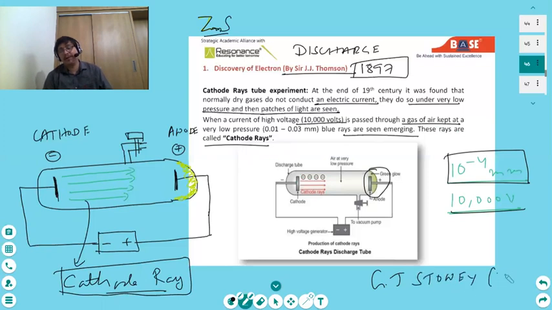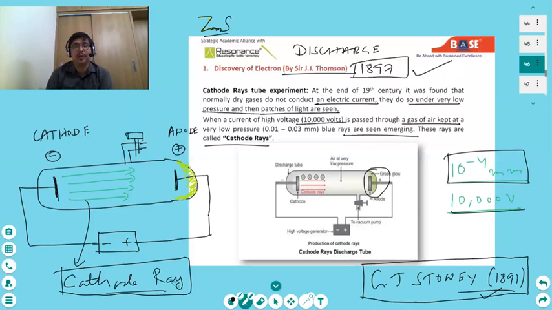And he coined this term in 1891 only, after seeing Faraday's experiment. In 1897 this electron was discovered, but the name was given in 1891 by G.J. Stoney. Just remember that G.J. Stoney has given the term electron to the negative charge, that is, cathode ray.